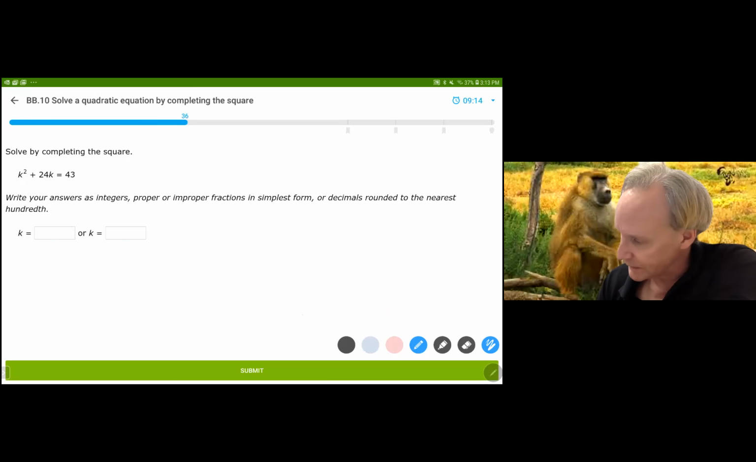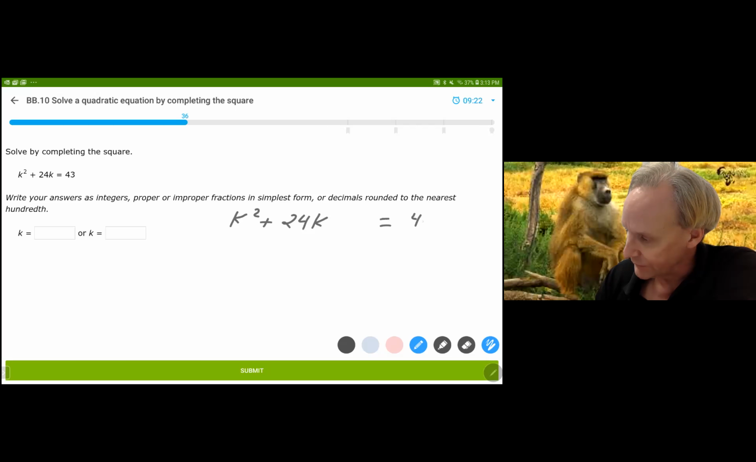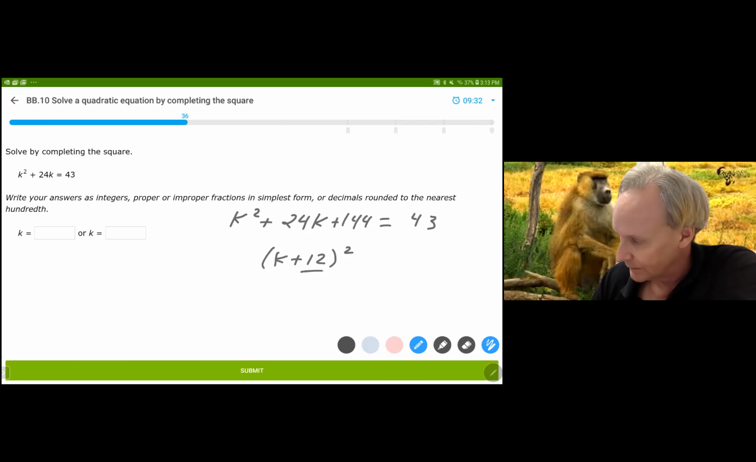All right, so we have k squared plus 24k is equal to 43. And I'm looking at k plus 12, squared. So in order for this to happen, I need a 144 right there. And that is 187.